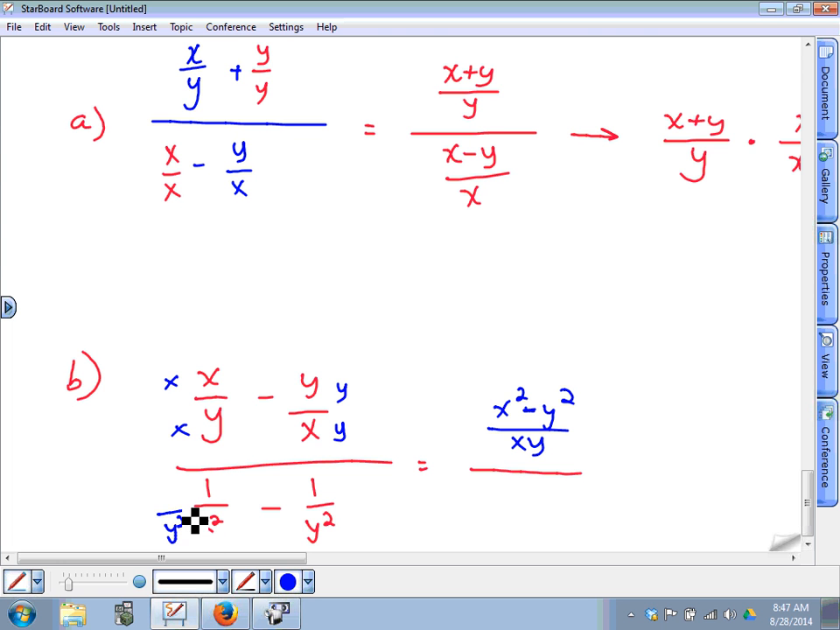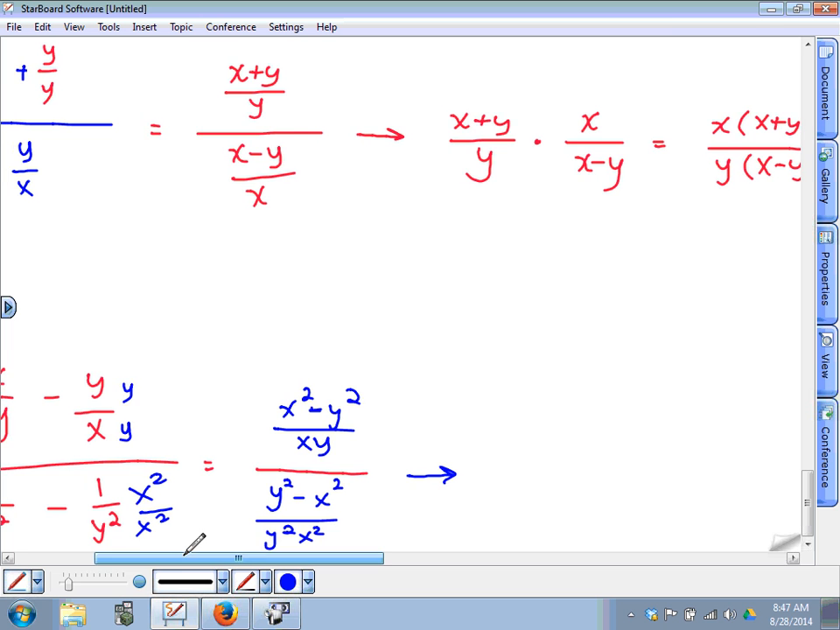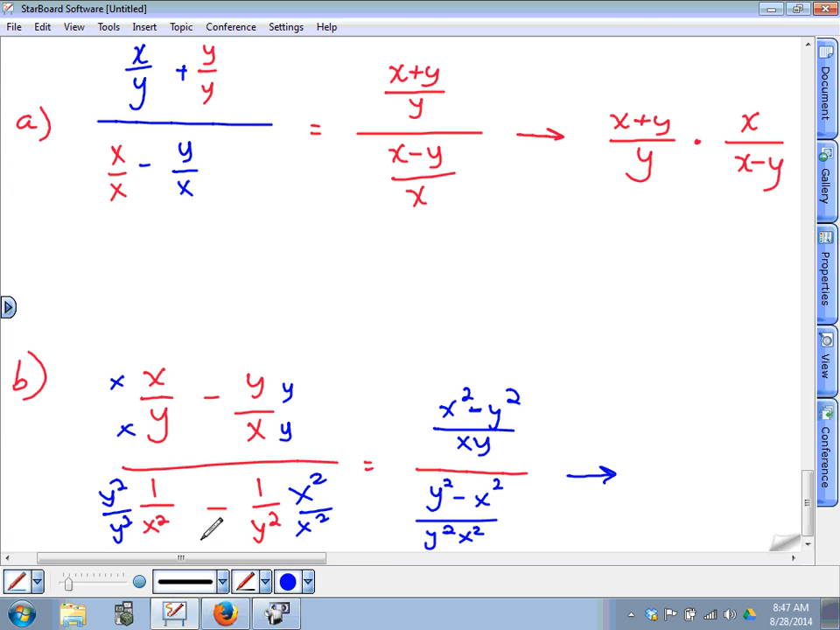Over here, we're going to need a y squared. Here we need an x squared. So we're going to get y squared minus x squared over y squared x squared. Now what? Where's that? On the bottom. No, it's y squared minus x squared over x squared minus y squared.